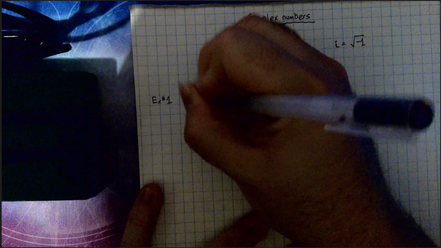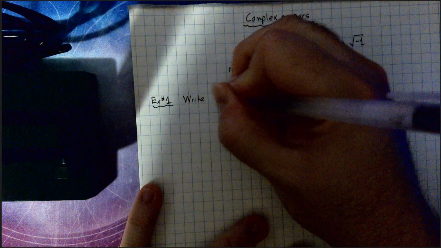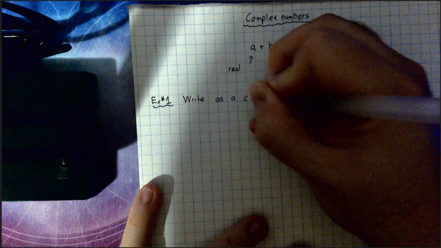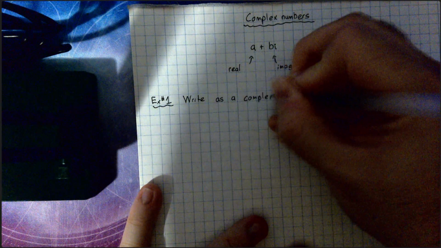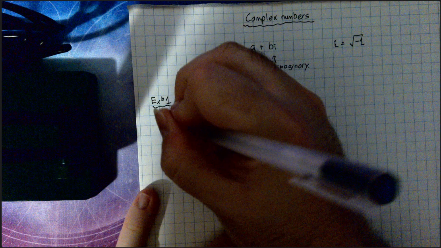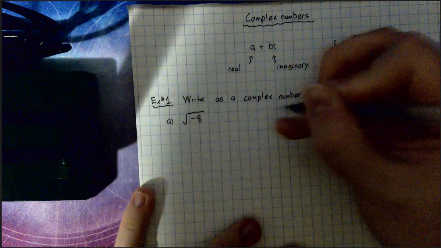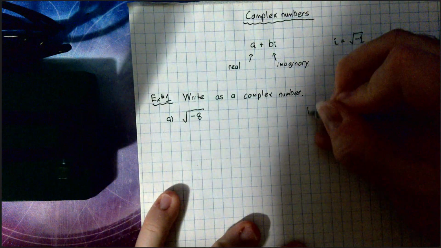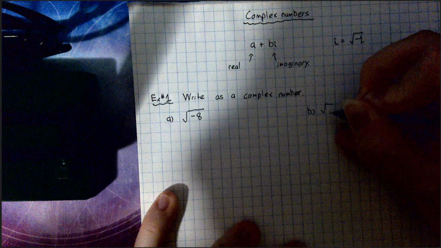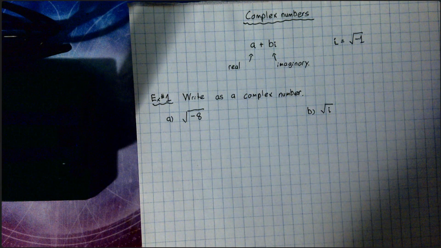So example number 1. After I write down each question, I'll take a little break in the way I speak, so that'll give you a chance to pause the video and try it on your own before you go straight to my solution. So I've got the square root of -8, and then b will be the square root of i. Okay? So I'll give it a try.